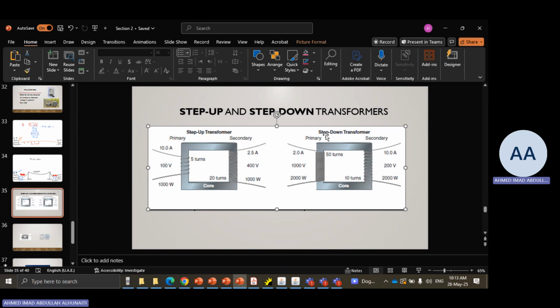Now let's look closely at what happens to the voltage, current, and the power. If it is an ideal transformer, meaning there are no losses happening in the transformer itself, then the power entering equals the power exiting the transformer. However, if it is a real transformer, unfortunately, there will be some losses. We'll go through that later.